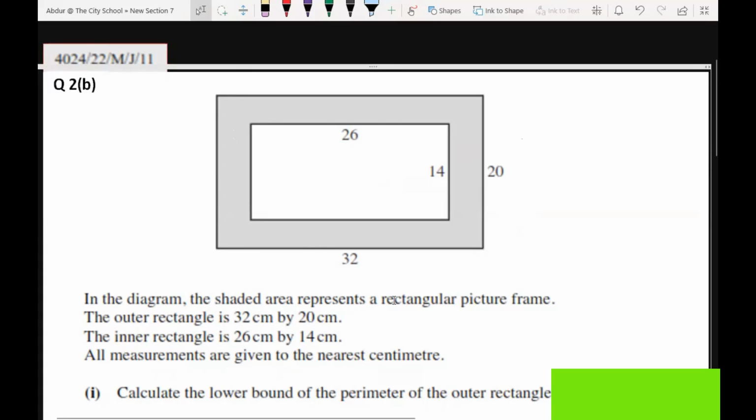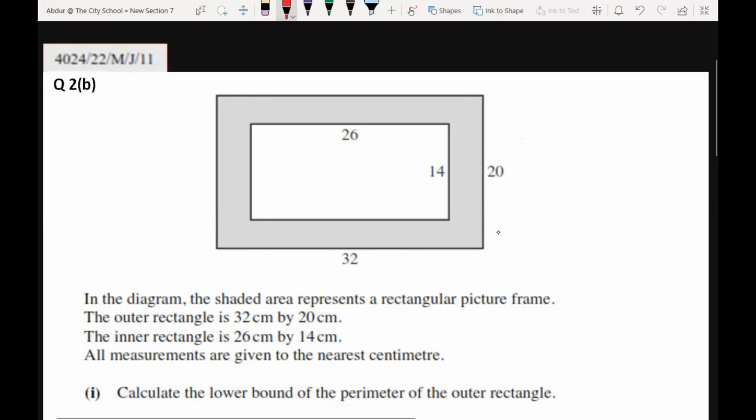The shaded area represents a rectangular picture frame. The outer rectangle is 32 centimeter by 20 centimeter. This is the length, 32 centimeter, and 20. This is your outer rectangle. The shaded area is the frame, and this is your inner rectangle, 26 by 14.